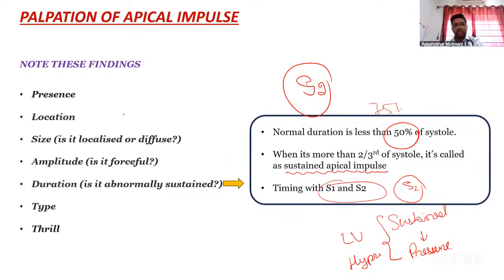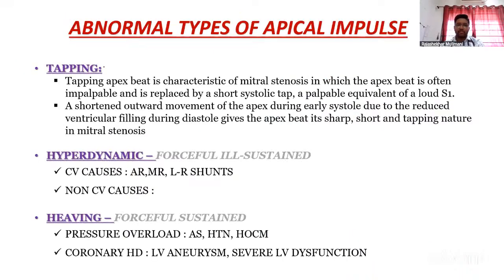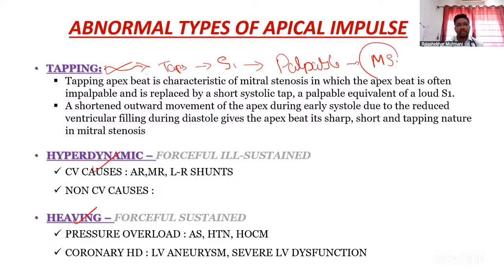And based on these characteristics, we have different types of apical impulse. One is tapping, one is hyperdynamic, another one is heaving. So these are standard terminologies. So what is a tapping apical impulse? A tapping apical impulse is very difficult to describe, but it just taps the touching finger and occurs along with S1. So this is in fact a palpable equivalent of the first heart sound, usually seen in mitral stenosis.